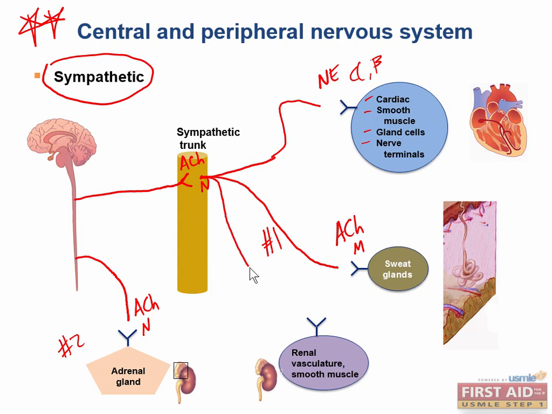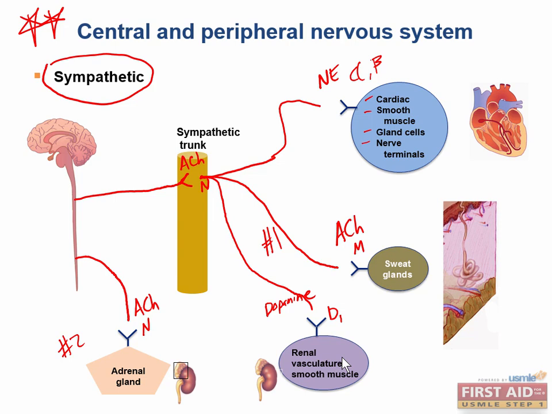We still have the exact same system. However, this time our postganglionic neuron is going to release dopamine on our receptor, and actually it'll be on D1 receptors of the smooth muscle. So the D1 receptors of the renal vasculature smooth muscle will cause it to relax, which will increase renal perfusion, and more specifically the D1 receptors are found along the afferent arteriole.